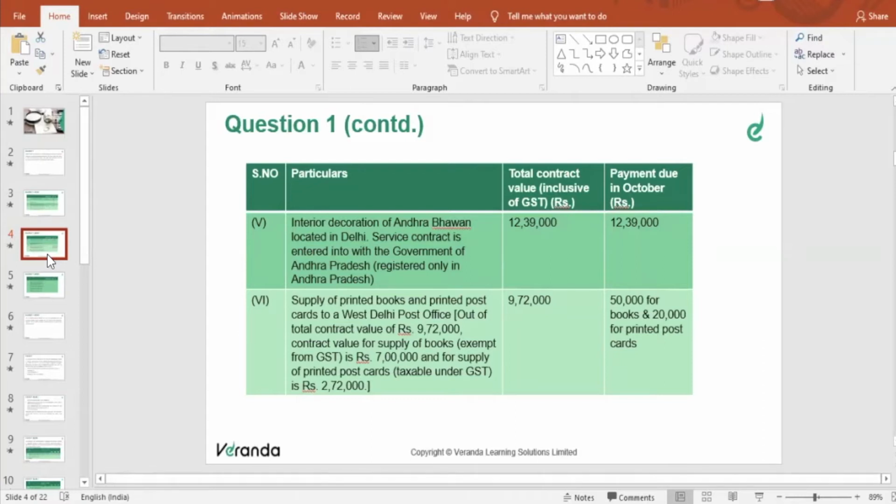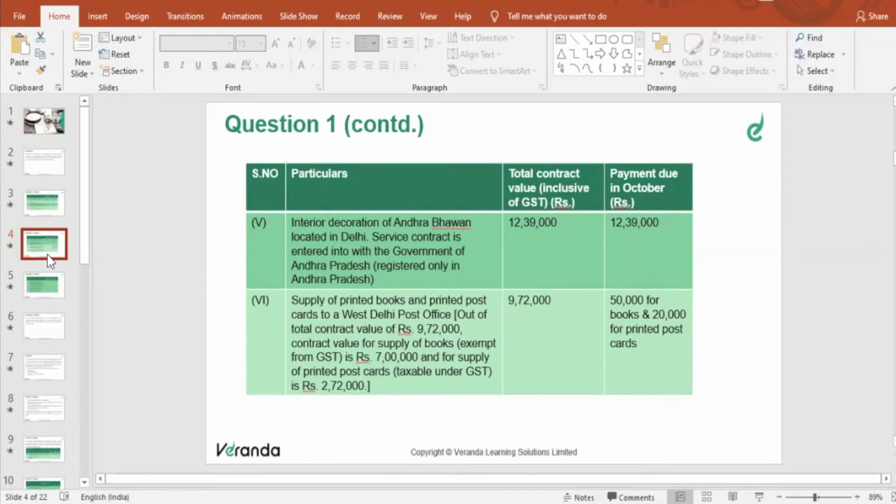In this point, I think, if I'm not wrong, there is a concept of place of supply. Yes, because the location is Delhi and the registered person is in Andhra Pradesh. Perfect. Brilliantly taken it up, very nicely put. So this point actually covers a proviso to section 51. I'll break up the question for you.